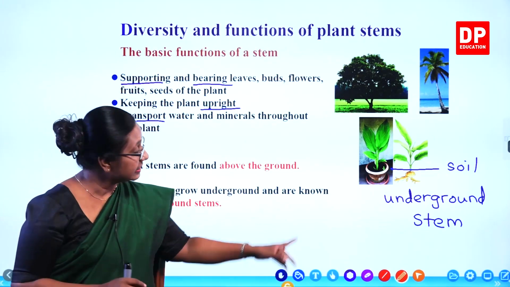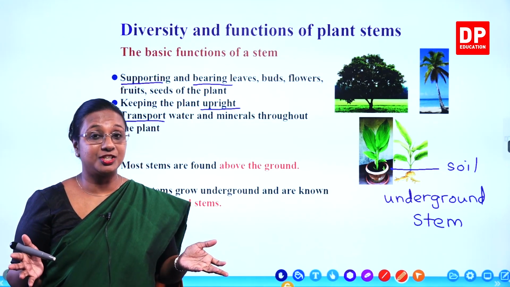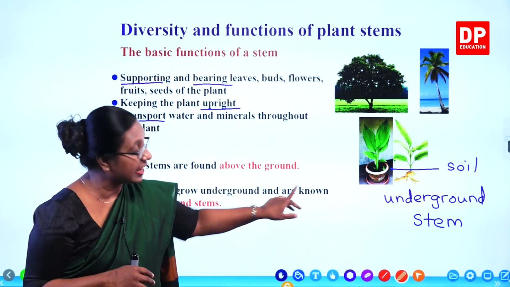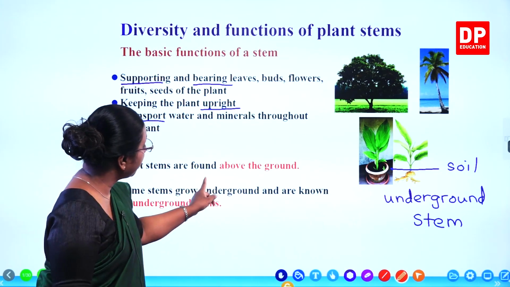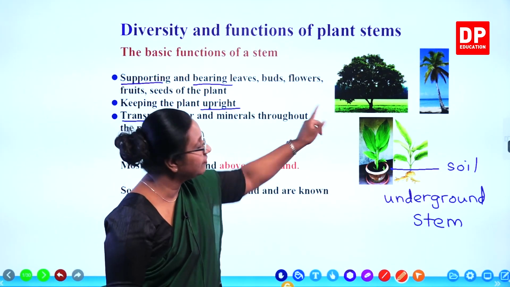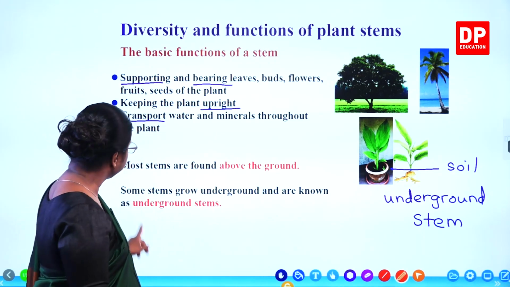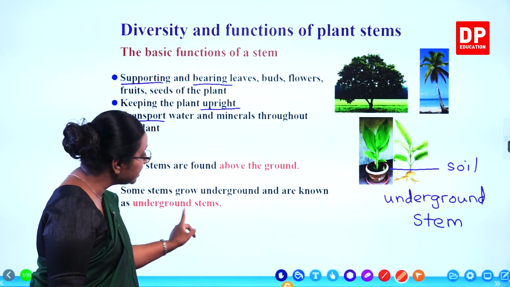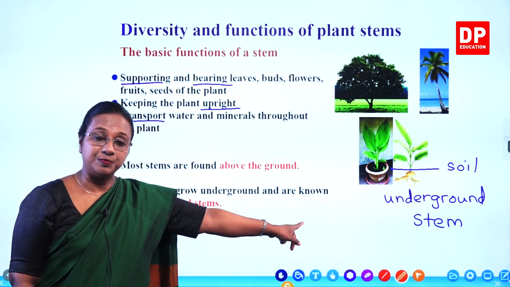So that means the underground stems have to have a special function or different functions. And that is why they are adapted as underground stems. So most stems are found above the ground. That is what we discussed there. All those are above the ground stems. Some stems grow underground and are known as underground stems. So that is what I have showed you all before.